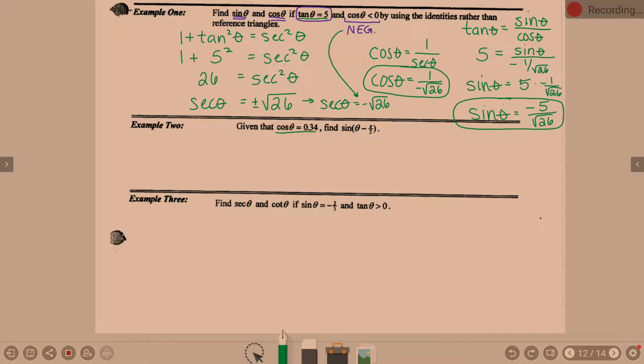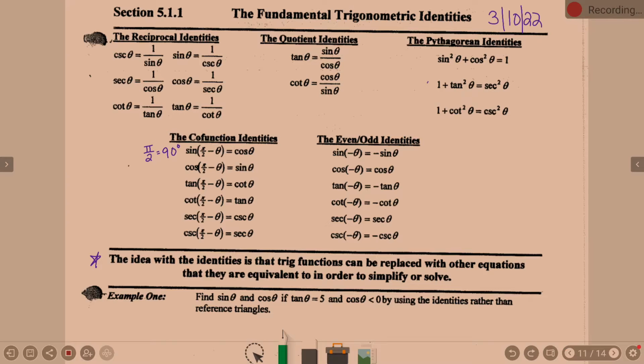So we're given a cosine, and then we're asked to find sine of theta minus pi over 2. What pops out to you from our identities? Cofunction identities. Now, it may not match up exactly, but is it similar enough to grab your attention? They want us to find sine of theta minus pi over 2. We have an identity for sine of pi over 2 minus theta, don't we? If we can make that connection, then we're headed in the right direction.